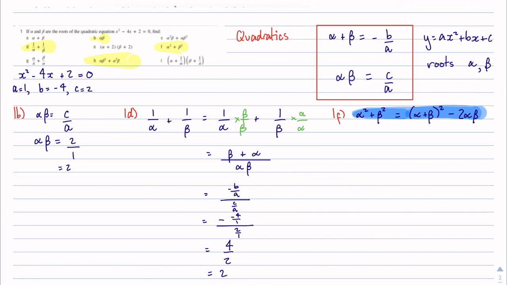And you'll understand why that works if you expand alpha plus beta all squared, because that's alpha squared plus 2 alpha beta plus beta squared, and then we wanted to get rid of that middle term. Okay, so we know alpha plus beta is minus b on a. And we're squaring it, and we're minusing 2 alpha beta, which is c on a. Now, negative b on a is -4 on 1. Take 2 times c on a, which was 2 on 1, which gives us 4 squared take 4, which is 16 take 4, which is 12.